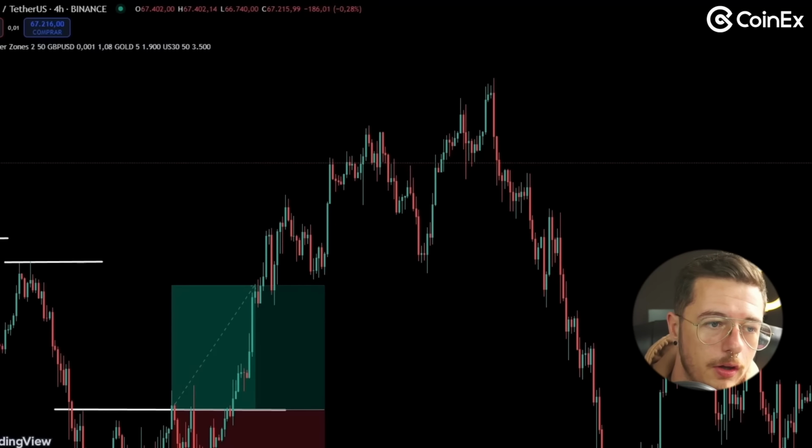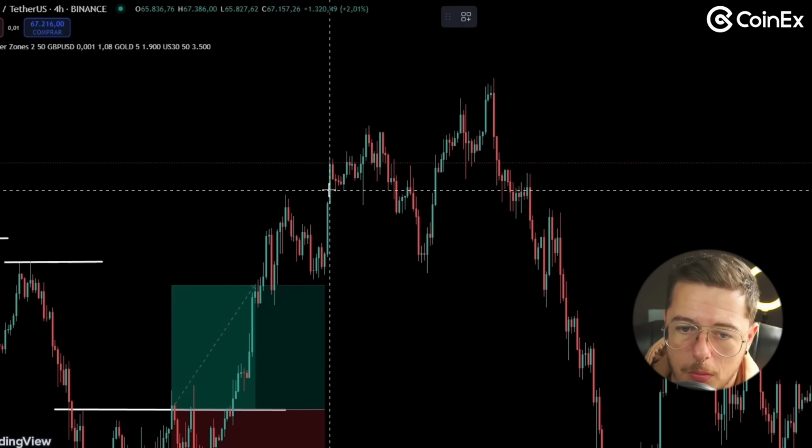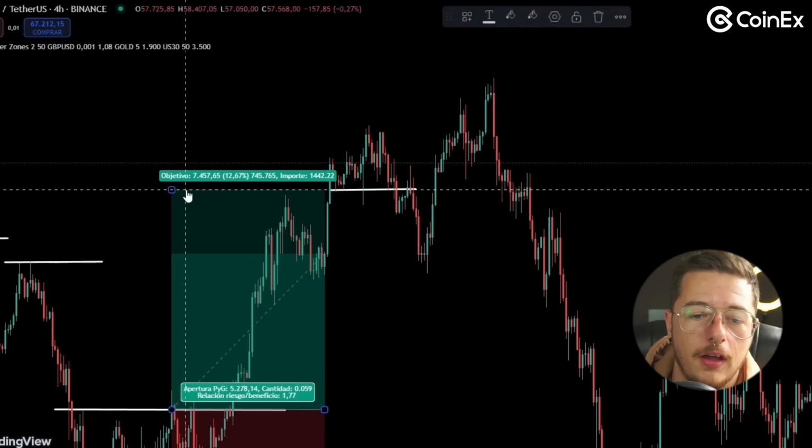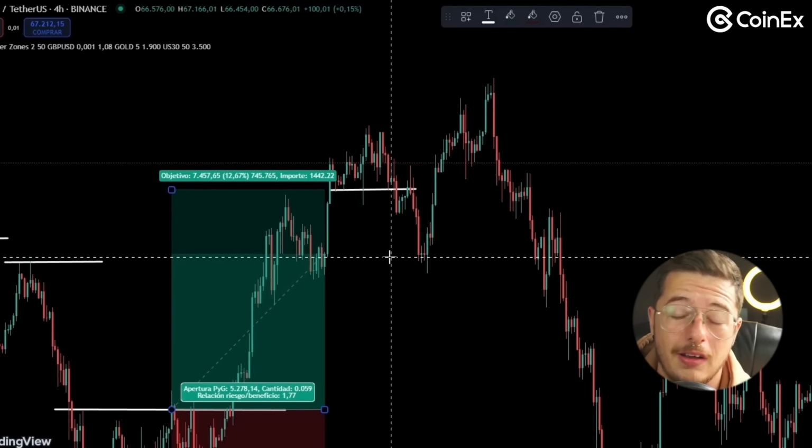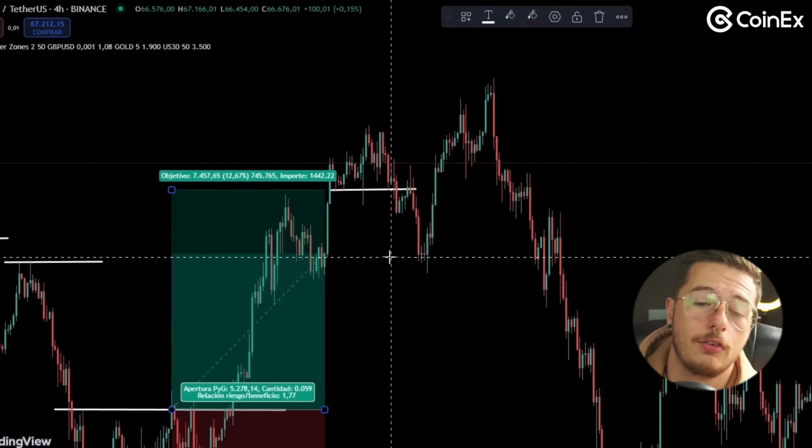In this case, we can see market structure crumbled down right here. So in this case, we'll be taking another chunk of 12%. This is in the case that we want to sell it. If not, we could hold until it hits the new highs.